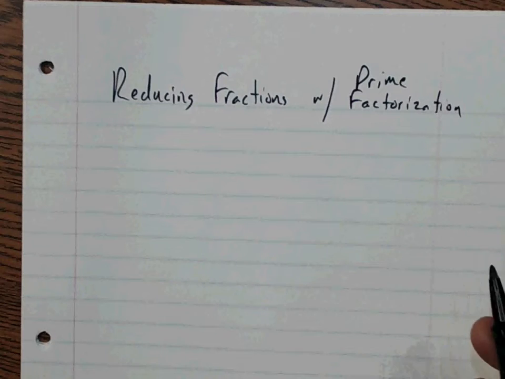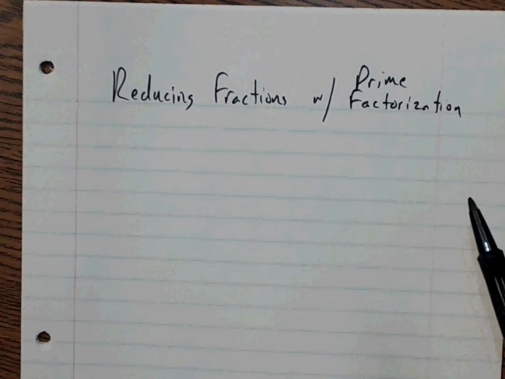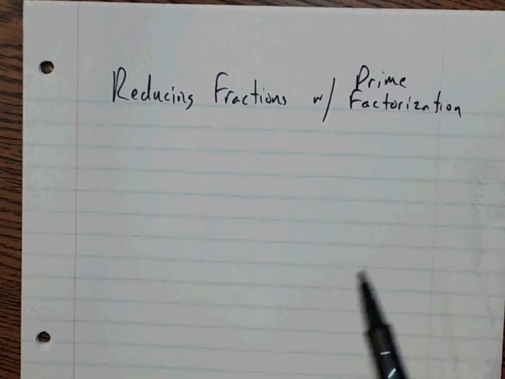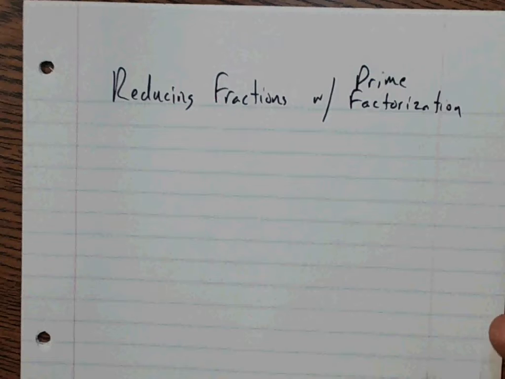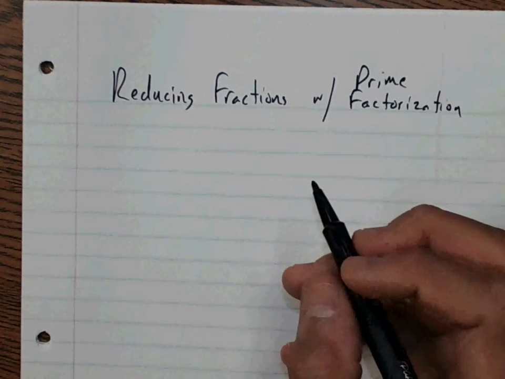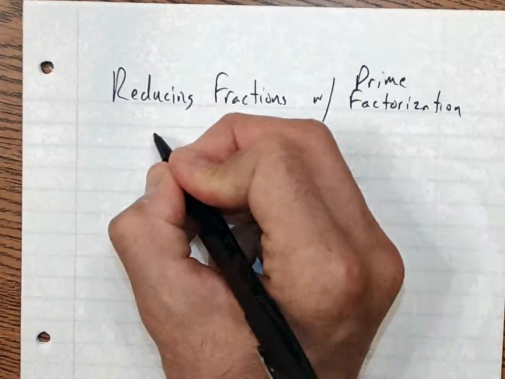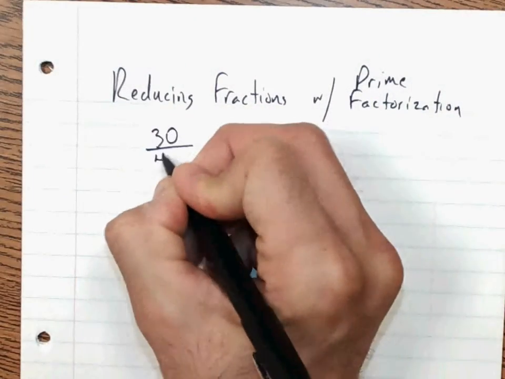Mr. Washahi again, and this is going to be a continuation from our previous tutorial with prime factorization, and this one's going to be real quick. This is just going to show you how you can reduce fractions with prime factorization, or in other words, simplify or put a fraction in lowest terms, whatever terminology you'd like to use. Example I'll use is 30 over 45.